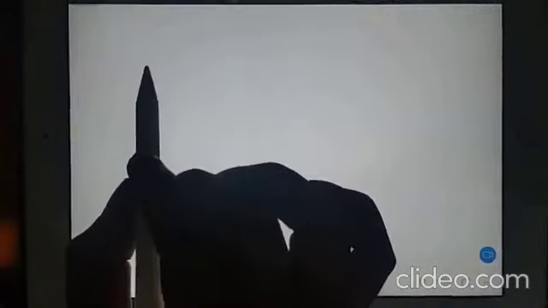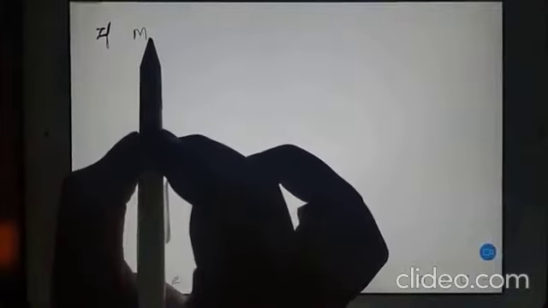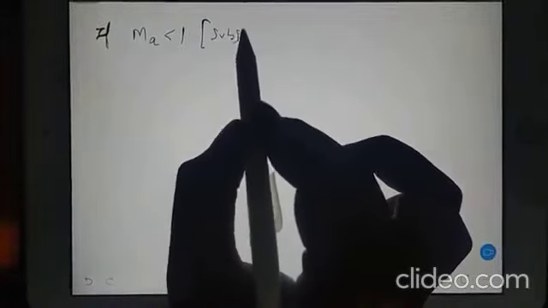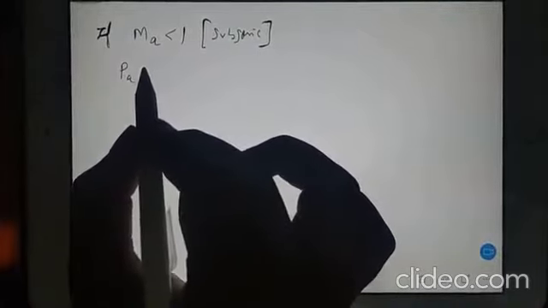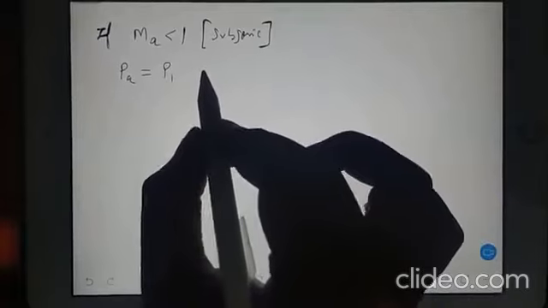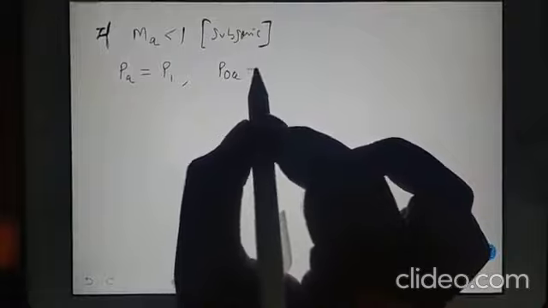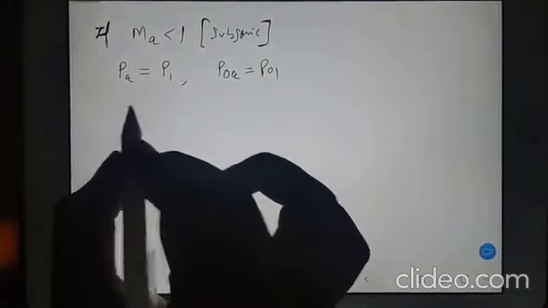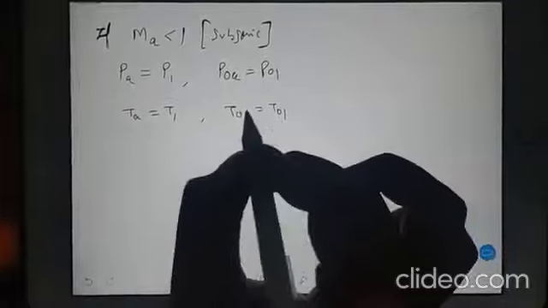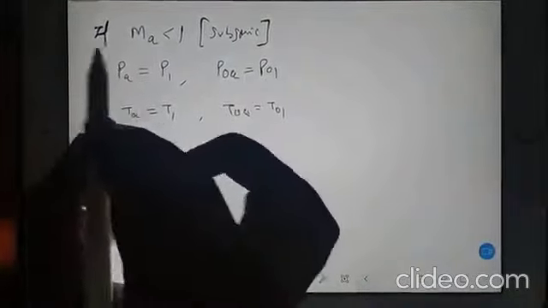Now I am giving a situation. If your incoming Mach is less than 1, that is, you can say subsonic, then what will happen? You have to consider that your PA is exactly equal to P1, and because it is subsonic, no normal shock wave, no nothing. So your P0A will also be P01. Same way, TA will be equal to T1, and T0A will be equal to T01.